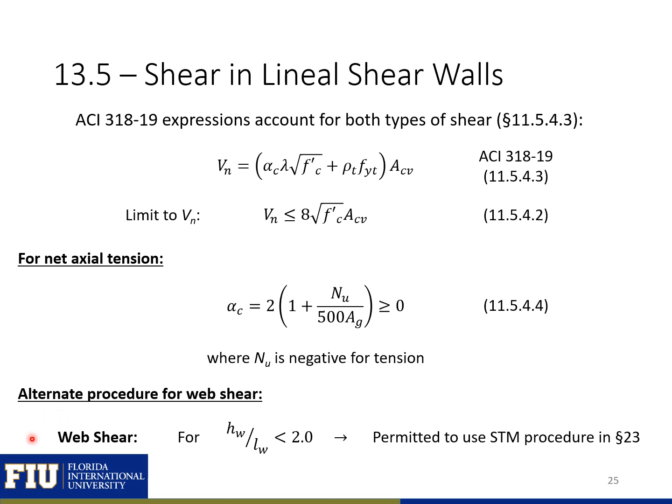ACI also provides an alternate procedure for web shear. So if we have web shear that's going to control failure, or a low aspect ratio, HW over LW less than 2, ACI 318 permits us to use the strut and tie method procedure that's provided in Chapter 23. So again, the short aspect ratio means that we have a deep beam or disturbed region, which means that we can use the strut and tie method procedure.